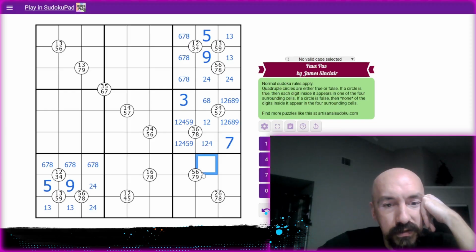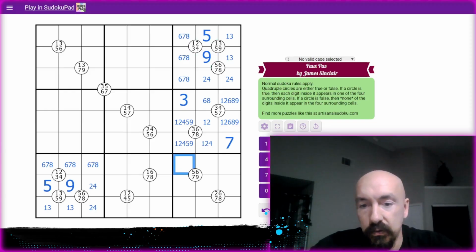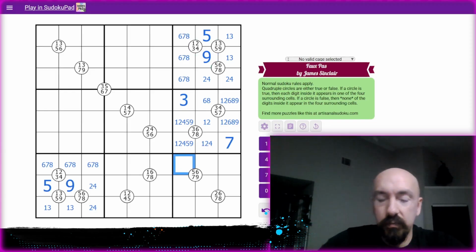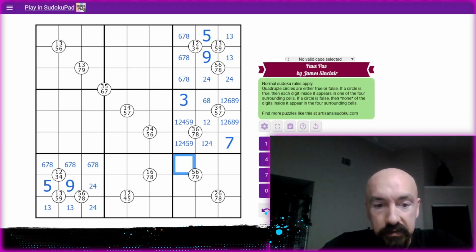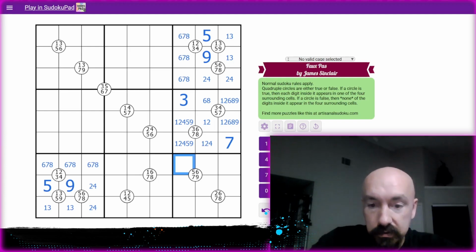Okay, so 5, 6, 7, 9 has to be false because we have a 5, 9 and then a 5, 9, which means they would both have to be there. Okay, so we're going to go down to box 9. Both cannot be true is what I have so far, which I think is accurate. 5, 6, 7, 9 is false.